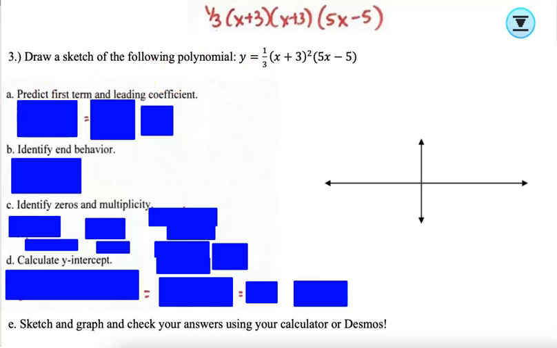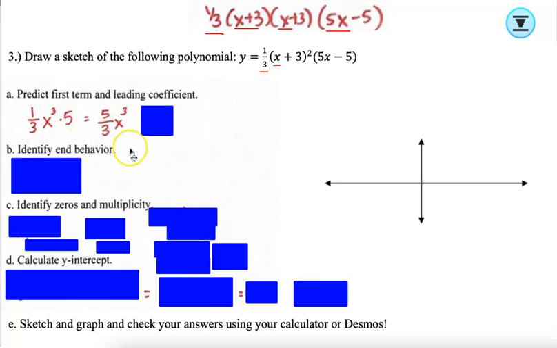So to predict the first term, I'm going to look at this 1/3, my x, and my 5x. So that'll help me predict the first term. These are just ones here. So I know 1/3 times 1 is 1/3 times 1 is 1/3. So I'm really just looking at this 1/3 and this 5x. So 1/3 and then a 5. If I multiply those two numbers together, I would get 5/3. So my leading coefficient is going to be 5/3.